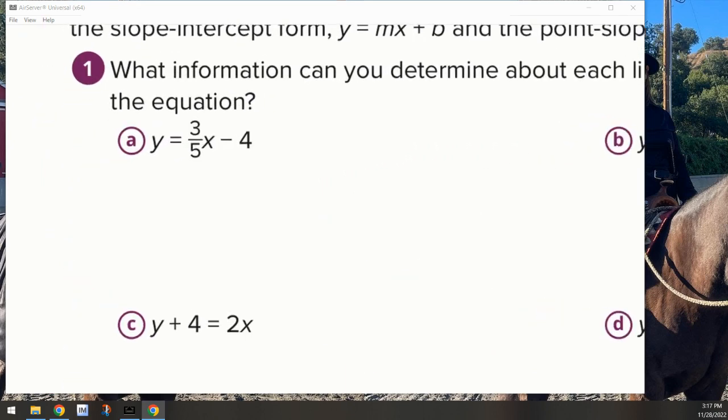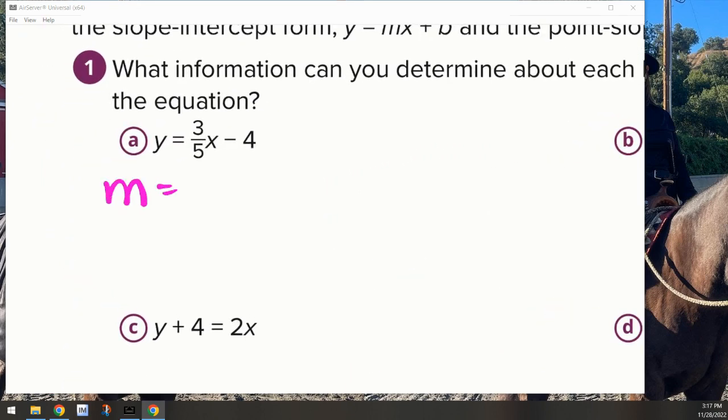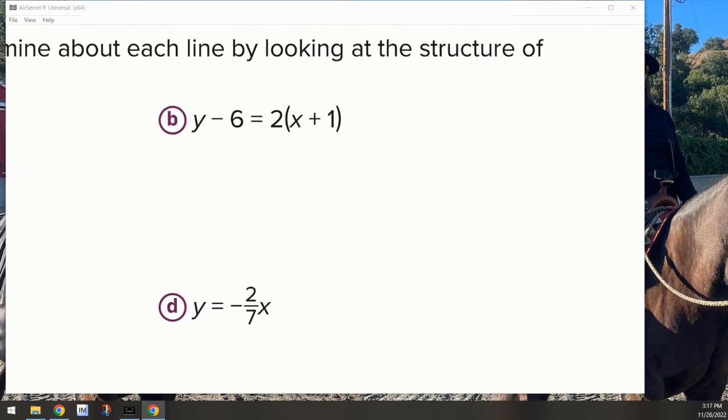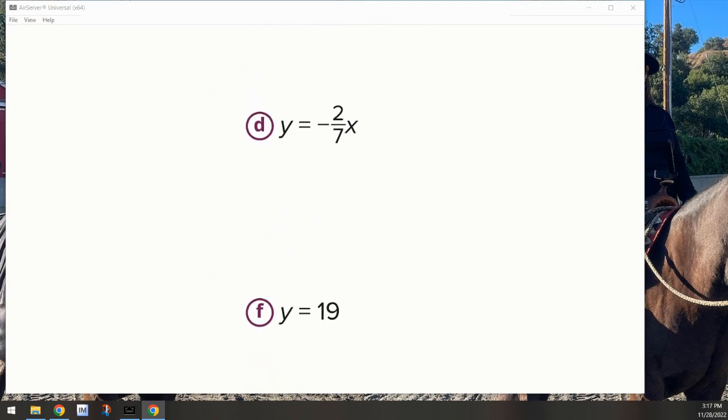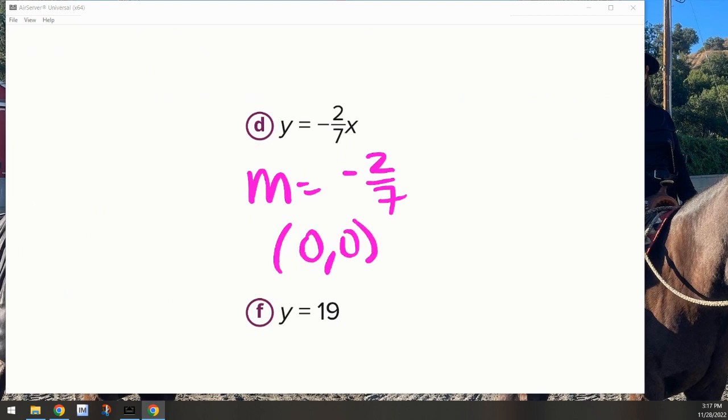What information? The slope is 3 over 5. The y-intercept, 0, -4. We didn't talk about that one. We did talk about this one. Slope, -2/7. There's nothing added, so it's 0, 0.